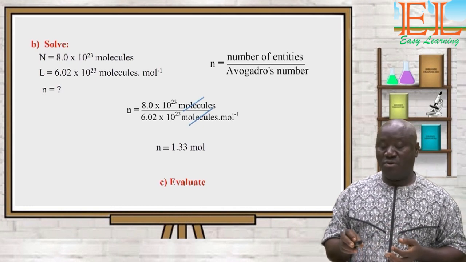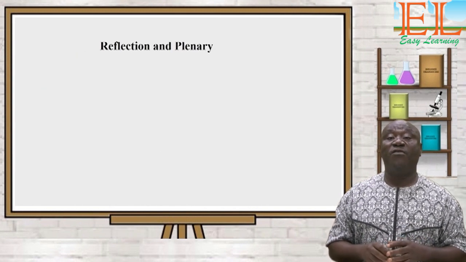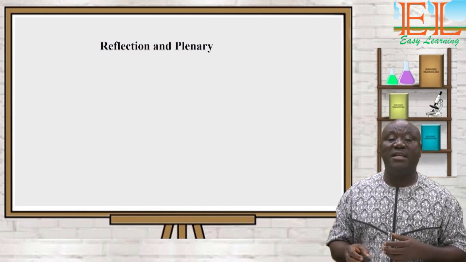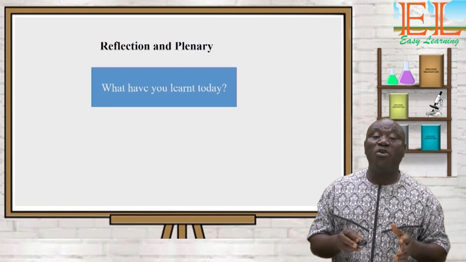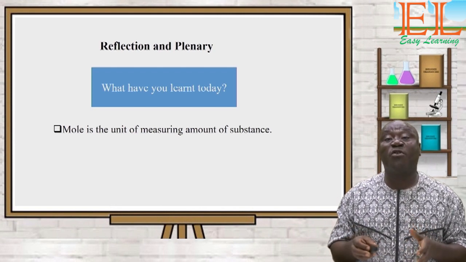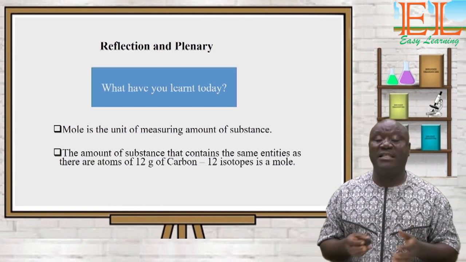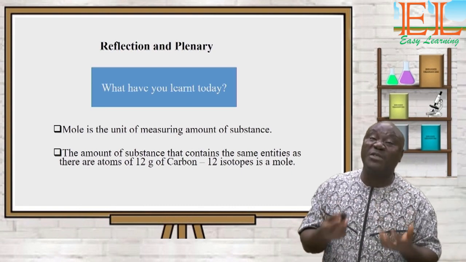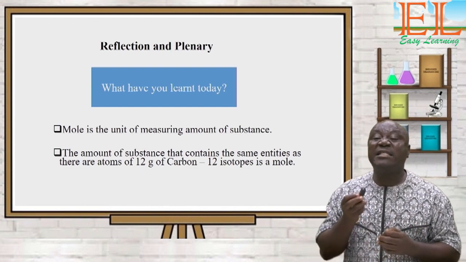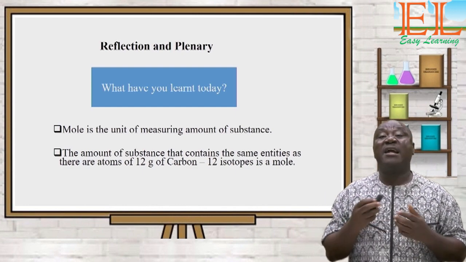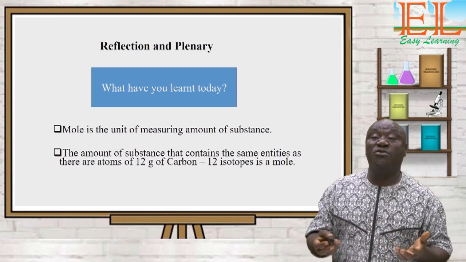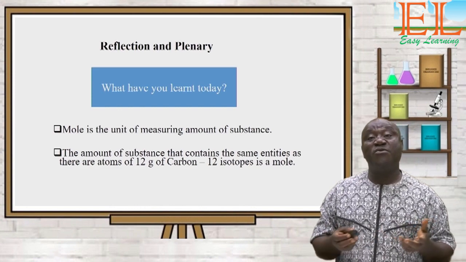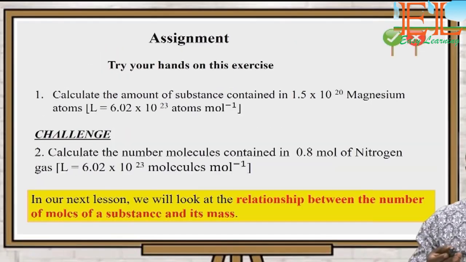All too soon, we've come to the end of today's lesson. What have we learned today? We learned that mole is the unit of measurement of amount of substance. We also learned that the number of moles or amount of substance that contains the same entities as there are atoms in 12 grams of carbon-12 isotope is what we call a mole. I'll leave you with some exercises to try your hands on.